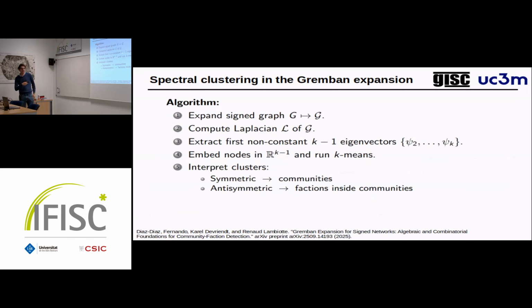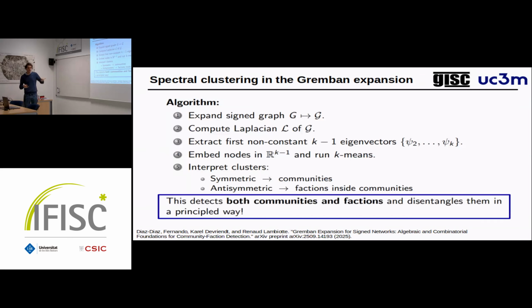Each of these is a line in Python. Now you use the eigenvectors to do an embedding, you run k-means, and then you look at the symmetry of the clusters. If they are symmetric, they correspond to communities in the original network. If they are antisymmetric, they correspond to factions in the original signed network. So this algorithm is able to detect communities and factions simultaneously.